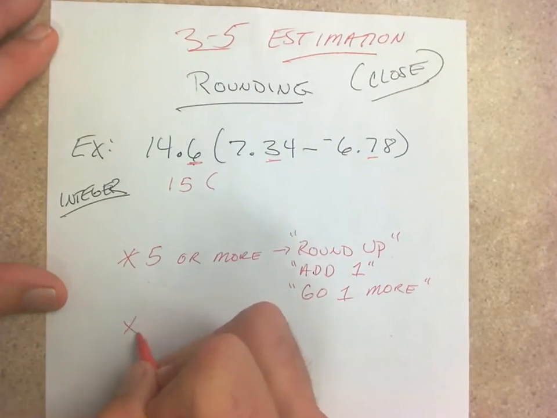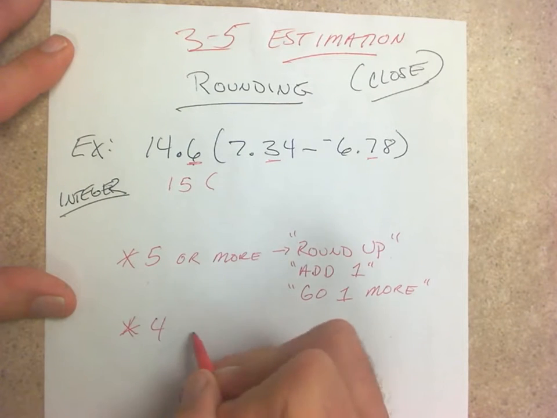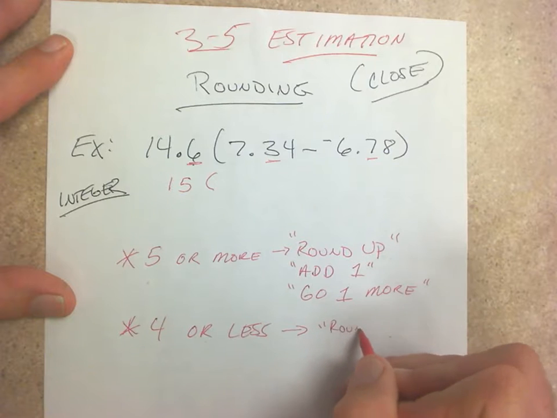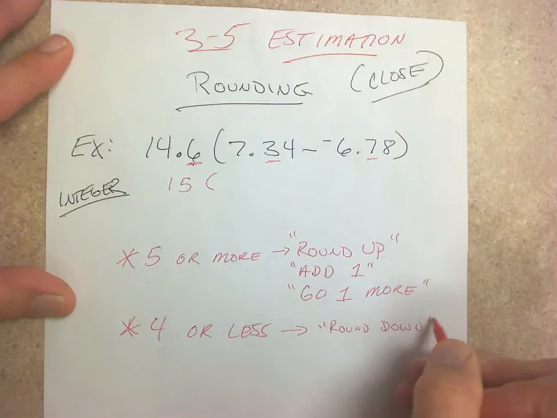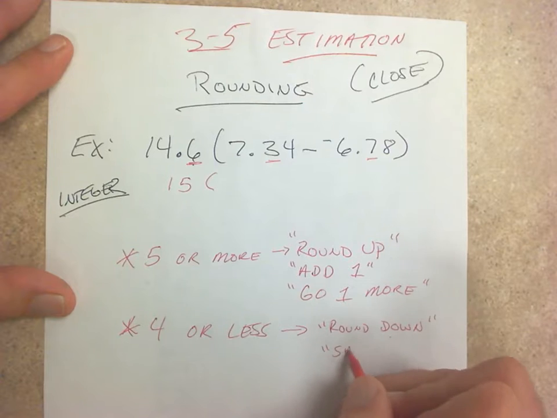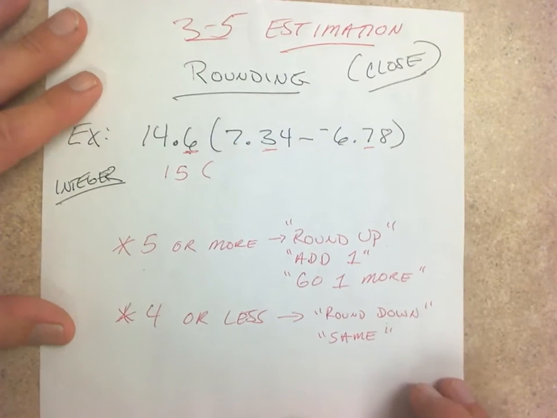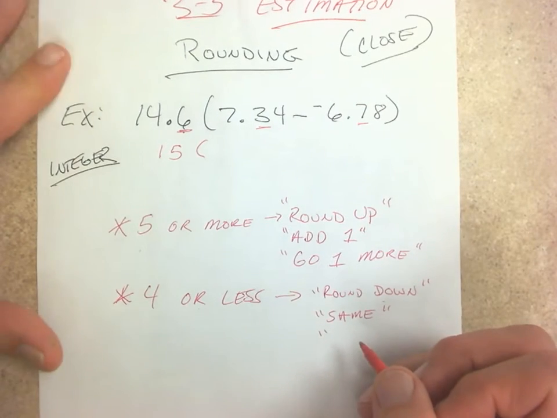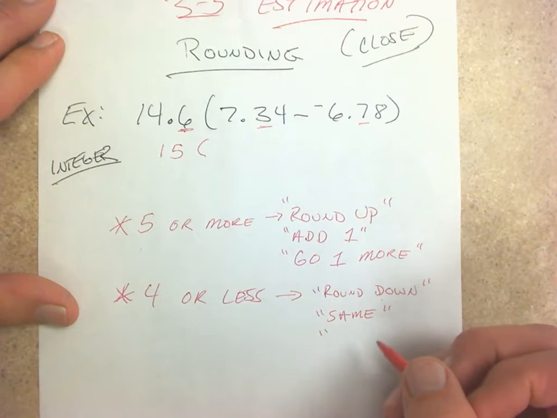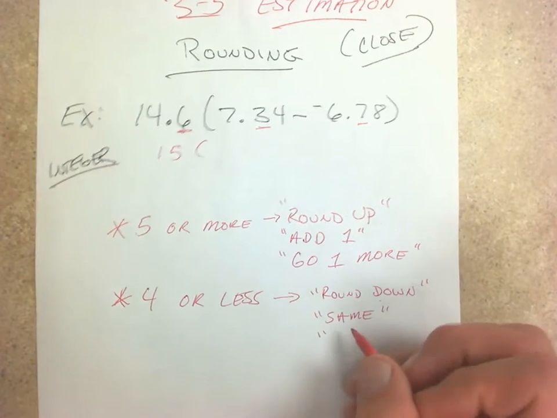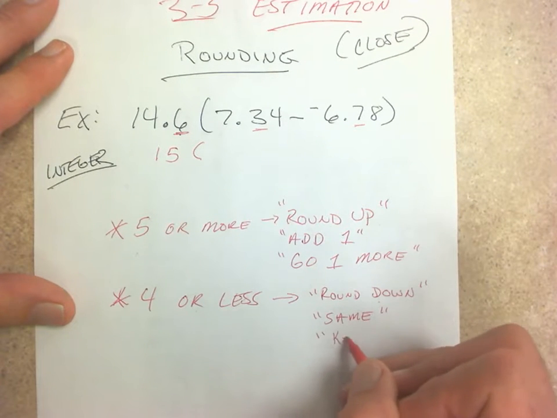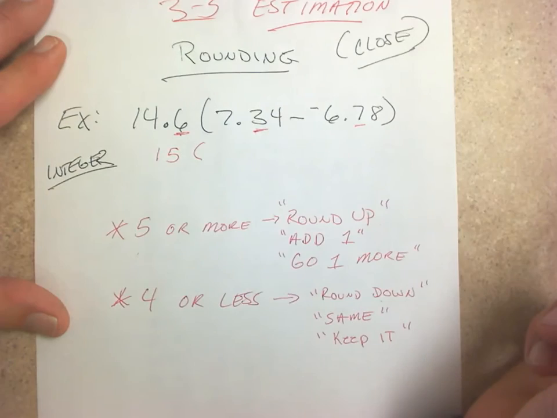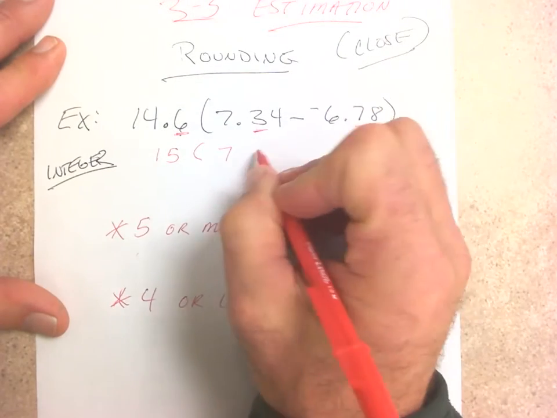The 3 was the second part of our rule, and if it's 4 or less, some classes said to round down. Some classes said keep it the same. Other classes, 4 or less. Let's see, 5 or more, go 1 more. 4 or less, I forget. Keep it. All right, so since this is less than 4, we're just going to keep that as a 7.